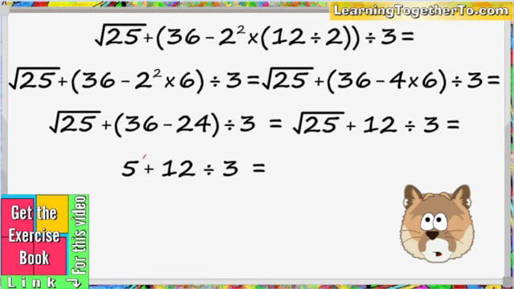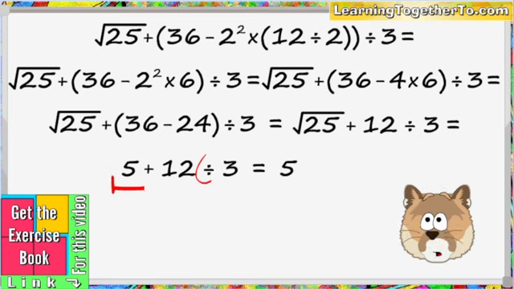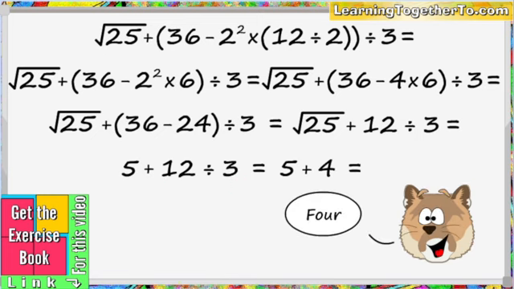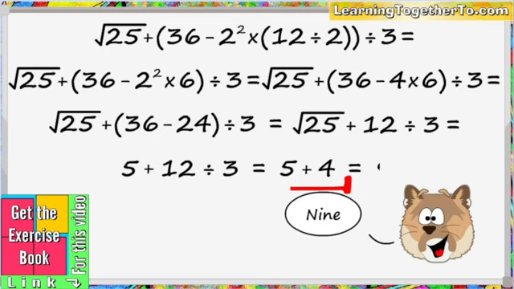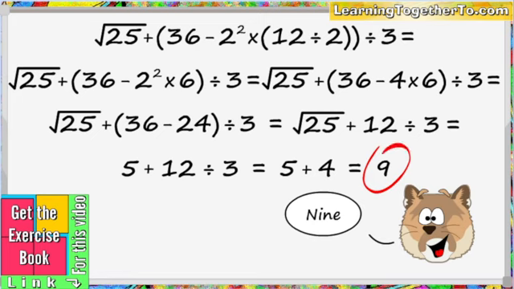Peter, now do we add or divide first? Divide. Let's write the 5 as it is. 12 divided by 3 is equal to 4. Great job, Peter. Peter, 5 plus 4 is equal to? Well done, Peter. So our final answer is 9. Excellent, Peter. I think you've got it.